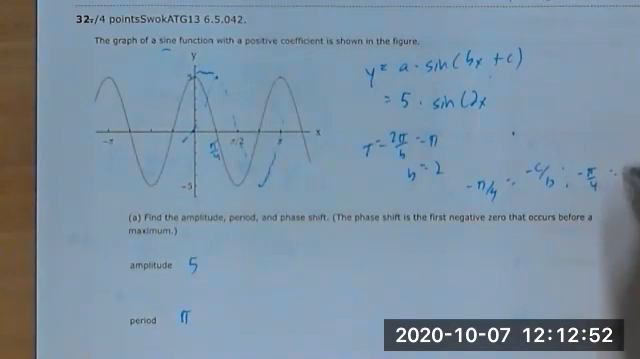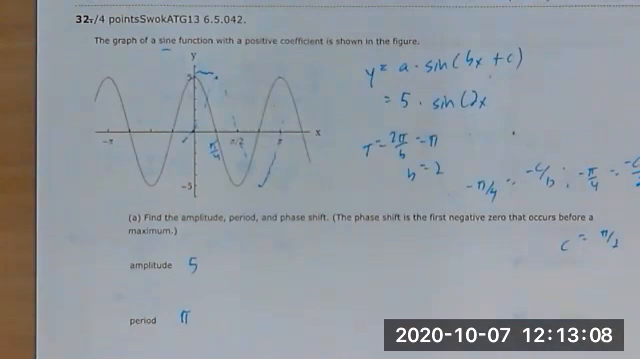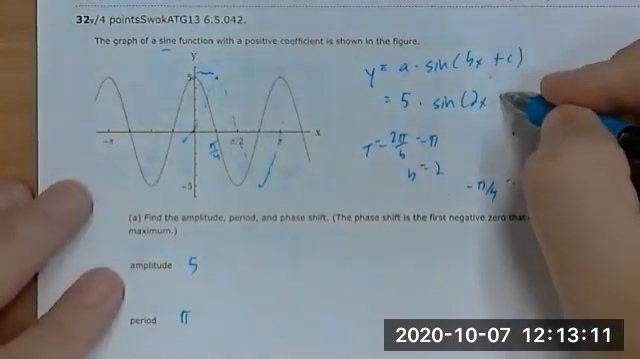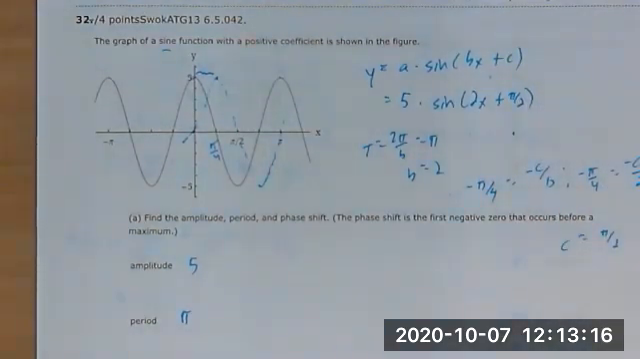Negative pi over 4 equals negative C over B, and B is 2. So it's both positive. It looks like C is going to be pi over 2. We'll see if that's correct. 5 sine of 2x plus pi over 2... negative pi over 4. Yep. All right, that's good. Last problem, one story problem.